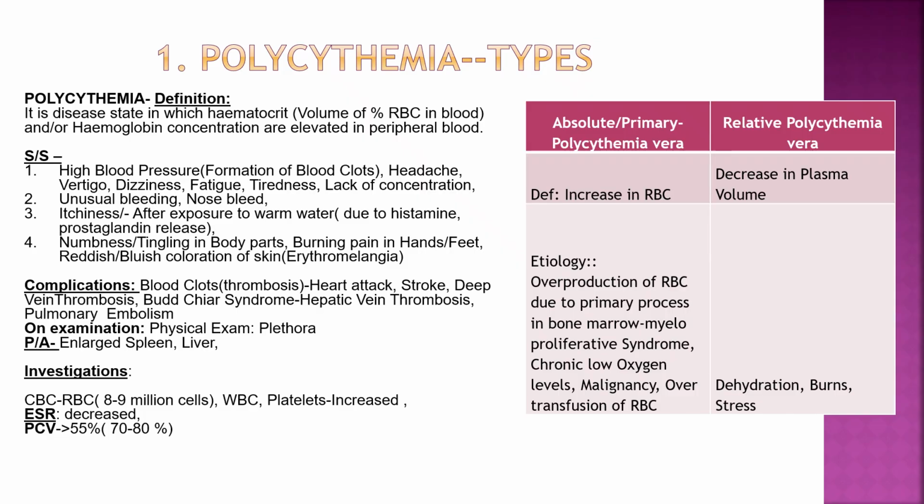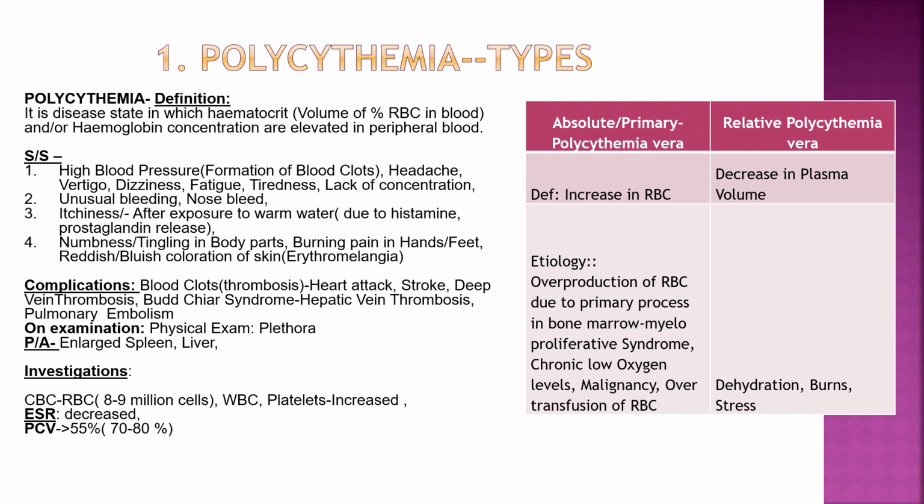First is polycythemia. It is a disease state in which hematocrit, the volume of RBCs in blood, is increased, or hemoglobin concentration is increased in the blood. Symptoms are high blood pressure, formation of blood clots, headache, vertigo, dizziness, fatigue, tiredness, lack of concentration. Unusual bleeding, nose bleeding, itchiness after exposure to warm water due to histamine and prostaglandin release, numbness, tingling in body parts, burning pain in hands and feet, reddish bluish discoloration of skin, also called erythromelalgia.